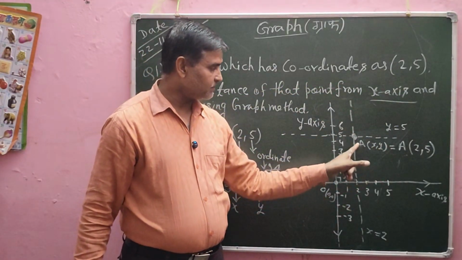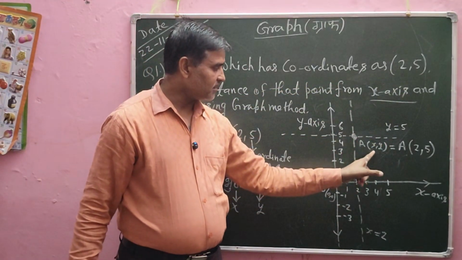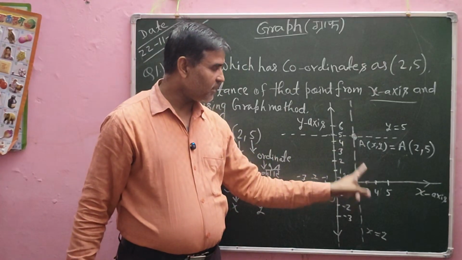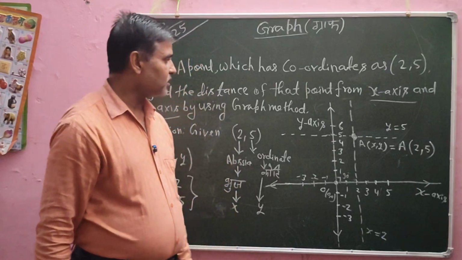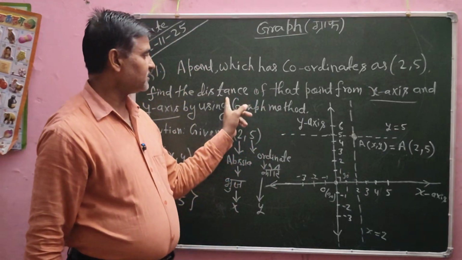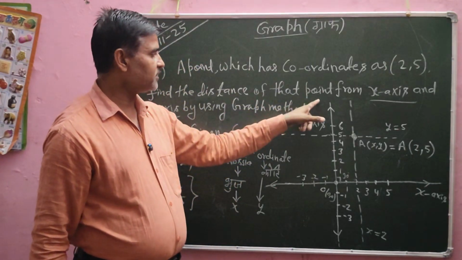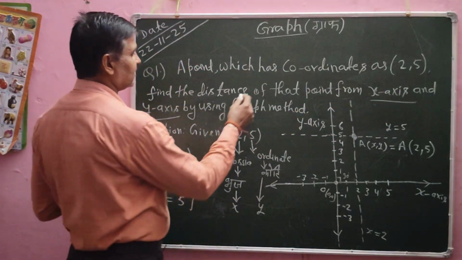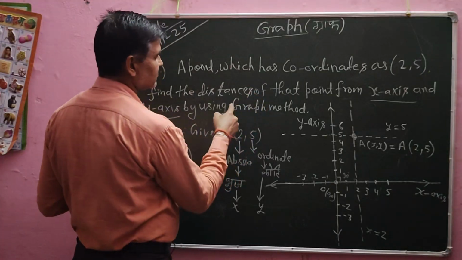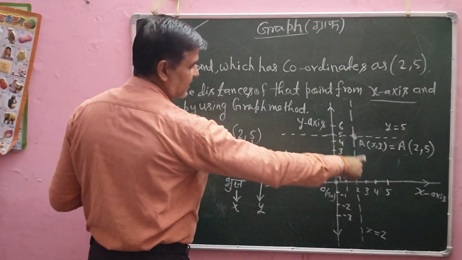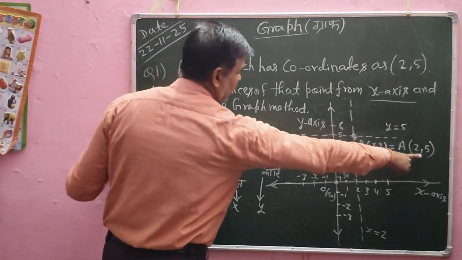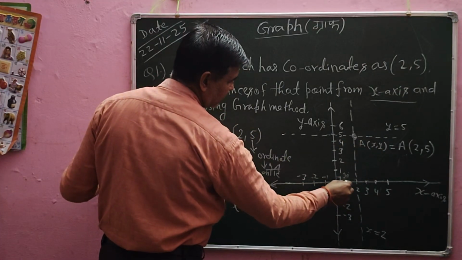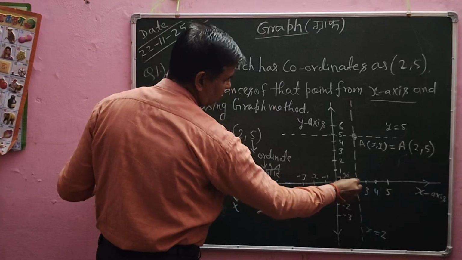So x is the length from the y-axis, and y is the length from the x-axis. So we have to calculate the distance of that point from the x-axis and also from the y-axis. This is the distance of that point from the x-axis, that is 5, and from the y-axis, that is 2.